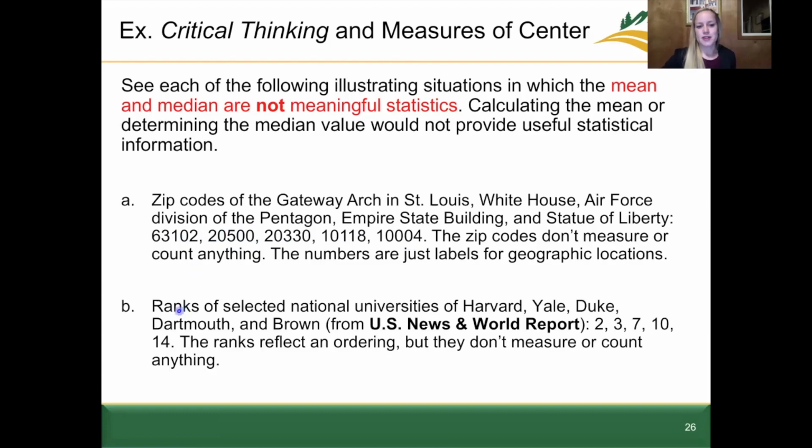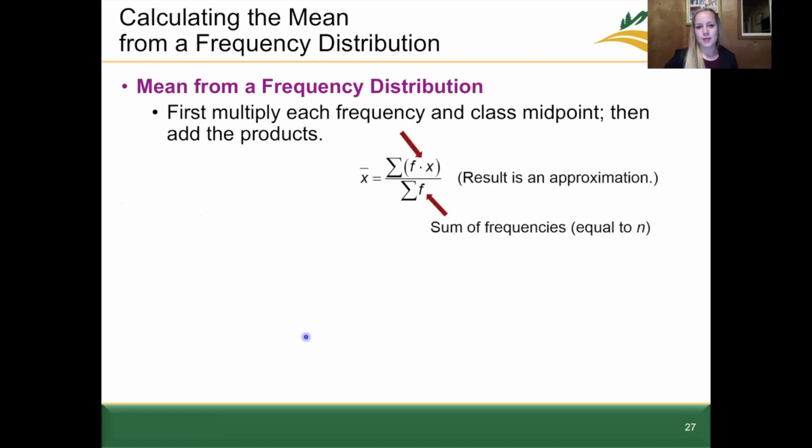Another example where it doesn't really make sense to calculate a mean or a median is for ranks of selected national universities, for example. So if the rankings are 2, 3, 7, 10, and 14, these rankings reflect an ordering, but they don't measure or count anything. So would it really make sense to identify the median here in these numbers? Not really, no. And what about the mean? Also likely not useful.